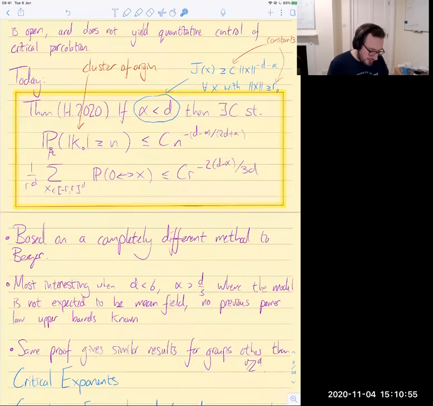And also we get a bound on what's called the 2-point function, in other words, the probability that 0 is connected to x. Again, we get a power law bound here, except the proof doesn't give a pointwise bound. It only gives something about the average x. So if you take a typical x in the ball of radius r, then you get this bound.